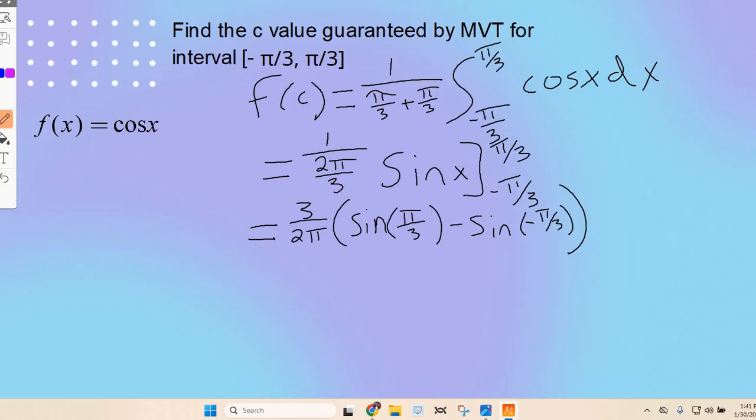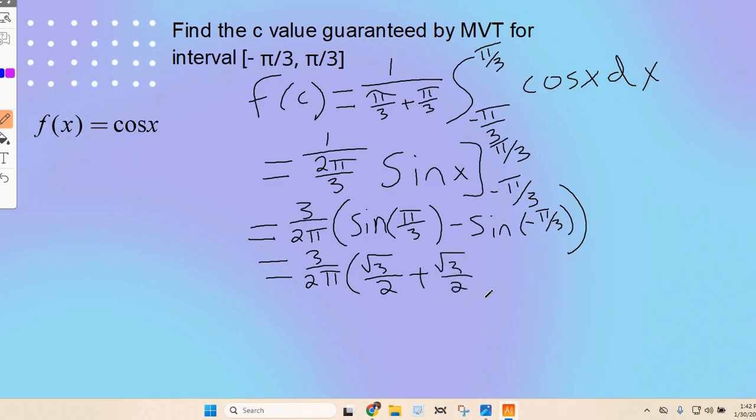Yes, so maybe. What is sine of 5π/3? Square root of 3/2. Now, which quadrant is negative 5π/3 in? 4. Okay, which means that I will also get a square root of 3/2, but sine is going to be what? Negative. So I get a negative negative, which is positive.